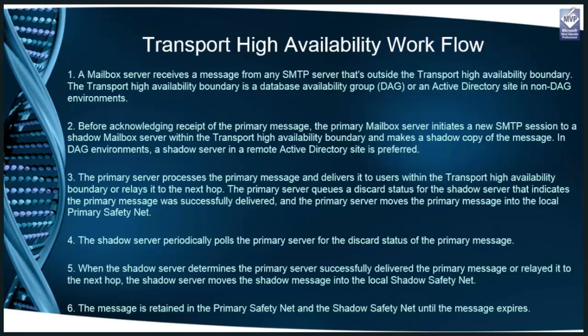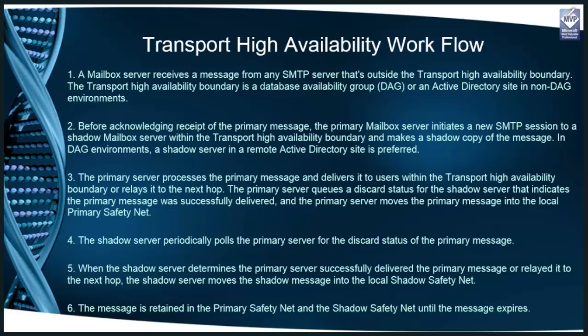Then in step number 3, the primary server processes the primary message and delivers it to users within the transport high availability boundary or relays it to the next hop. The primary server queues a discard status for the shadow server that indicates the primary message was successfully delivered, and the primary server moves the primary message into the local primary safety net. So you can see that's moving to the primary safety net, which means it has not discarded the message. It is still there and going to stay until the limit we have configured.